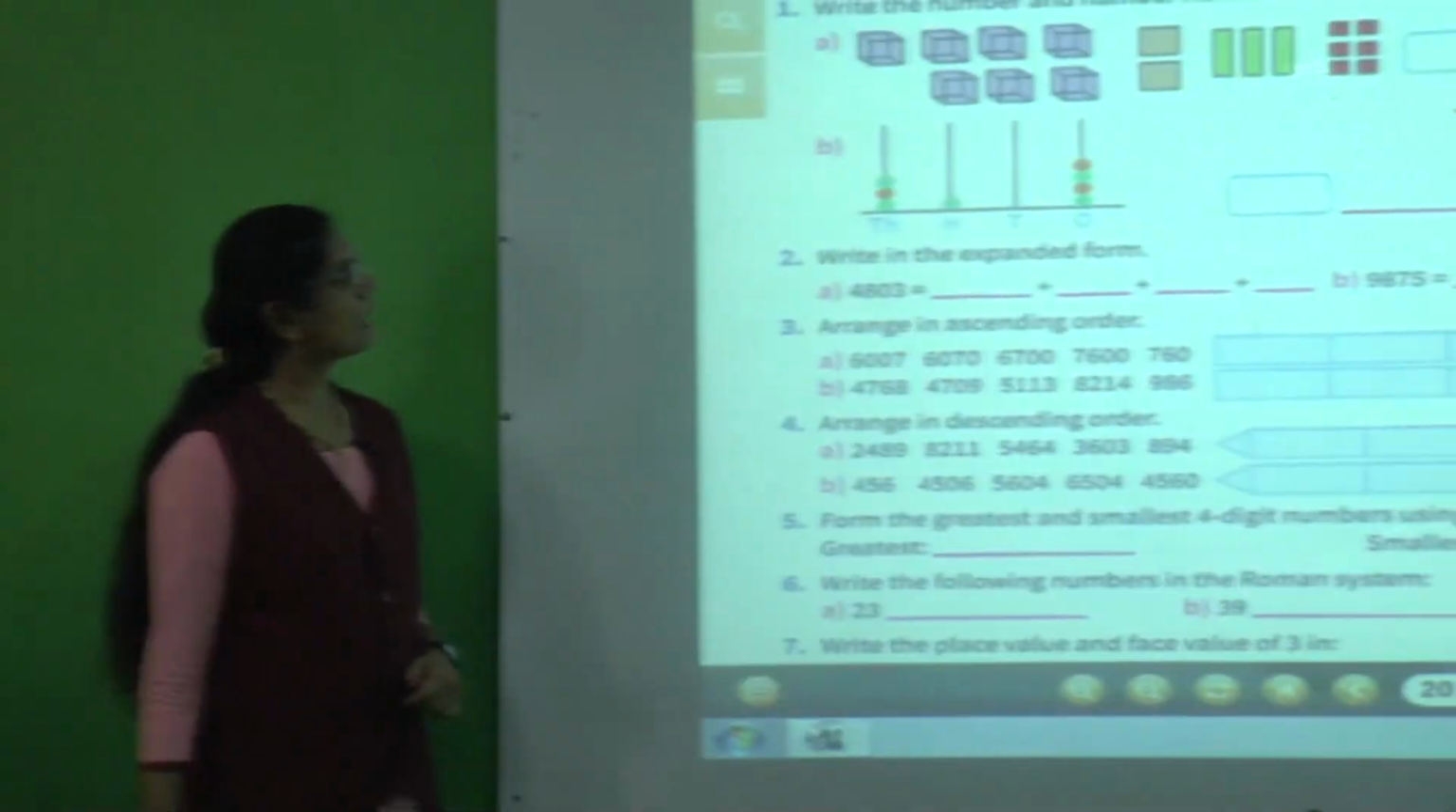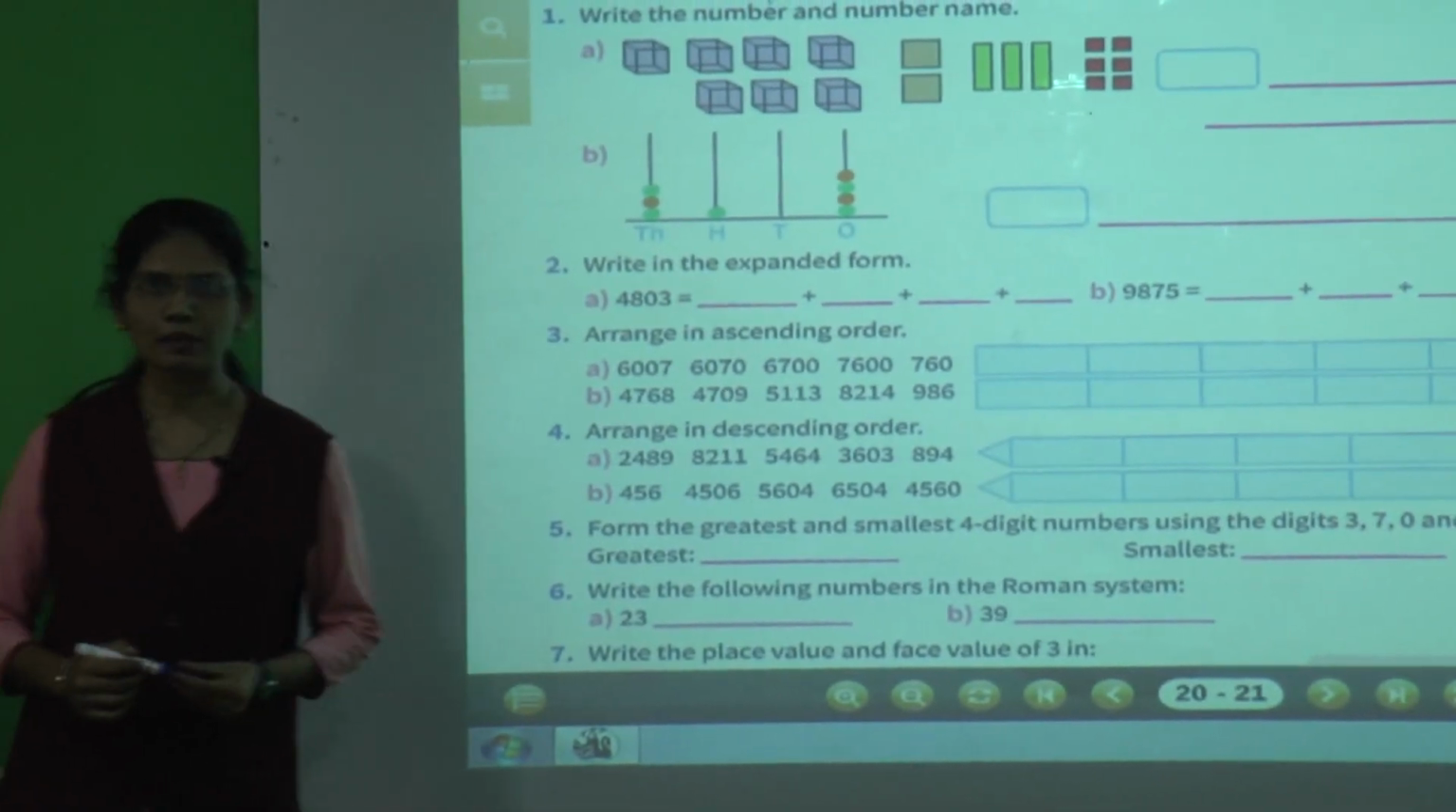Today we are going to start Mathematics A and Mathematics B. So I request all the students, please open your textbook page number 20. Now see here, look at the board. The first question is: write the number and number name.